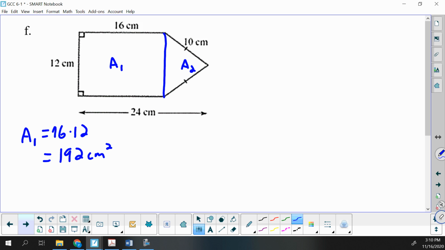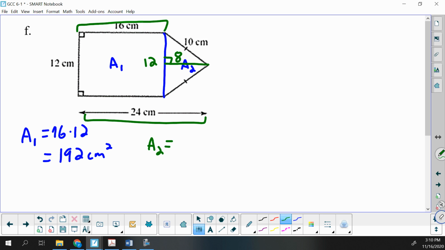Well, the triangle, we need to know the base and the height, and they should be perpendicular to each other. Well, we already know that this is 12 from the other side of the rectangle. They tell us that this whole thing here is 24, and this part of it is 16. So therefore, the height in the triangle should be however much 24 is beyond 16. So 24 minus 16 will give us that that is 8.